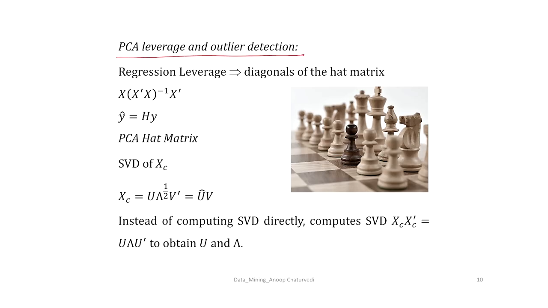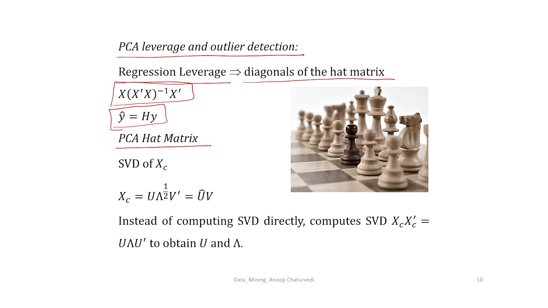You remember in the regression problem, we can detect outliers using regression leverage. And regression leverage is actually the diagonals of hat matrix X (X transpose X) inverse X transpose. So, you focus on the diagonals of this matrix, then you obtain y cap equal to Hy, which is the predicted value of y. And then using this hat matrix, you can identify yi's which have very high impact on this predicted value, and then you can identify the outliers also. Then in principal component analysis also, we can use the hat matrix. How we define this hat matrix in the principal component analysis?